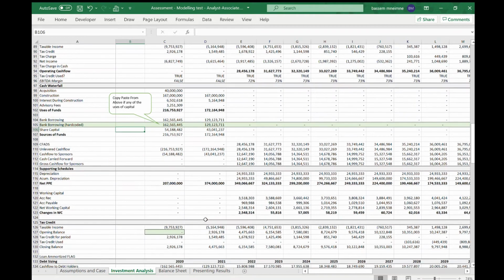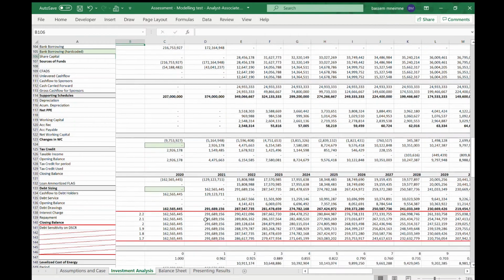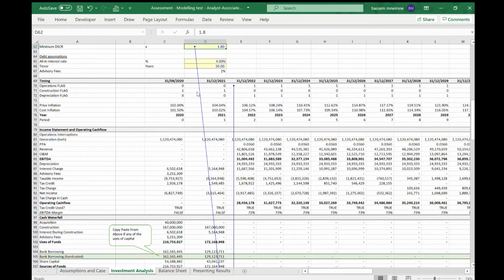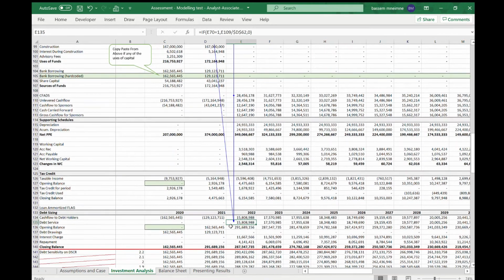And the debt sizing, how I did the debt sizing, is basically I get how much my debt service is by getting my CFADS, the cash flow available for debt service, and I divide it by the DSCR, which is 1.8 here. When I get this amount, I know how much I need to pay for my interest and my principal amount each year.